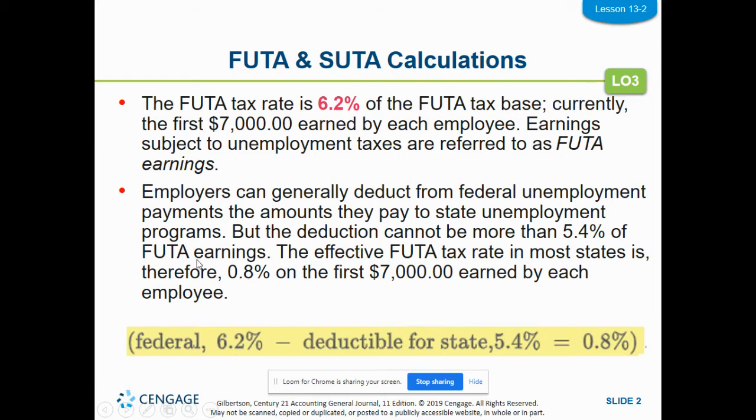So if you look at this down here, federal unemployment is 6.2%. They take out the 5.4% that they can take out for state, leaving 0.8% for federal unemployment, which isn't a lot, but it is still something.